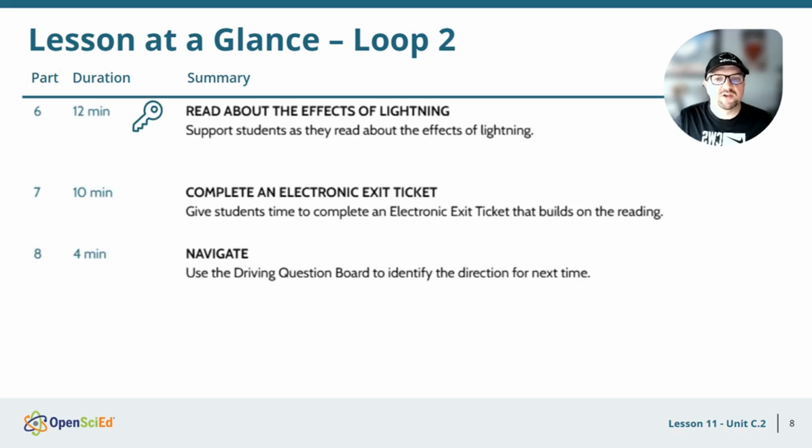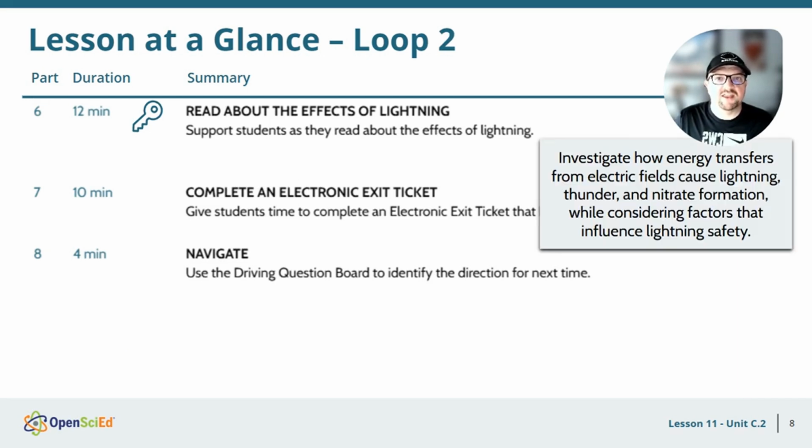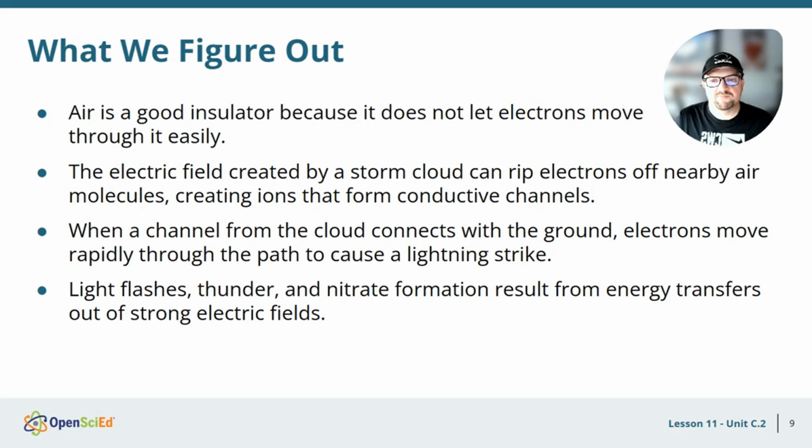In the second loop, students read the Power of Lightning article, discuss connections between matter, energy, and forces, and complete an exit ticket. They figure out that light flashes, thunder, and nitrate formation result from energy transfers out of strong electric fields. Finally, they wonder why some places are safer than others when lightning strikes.